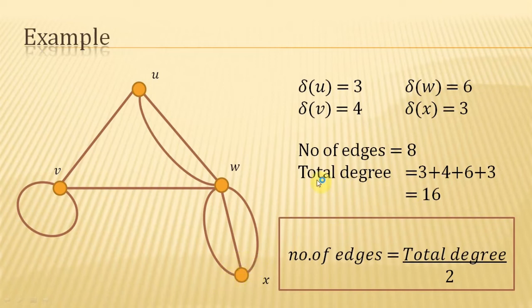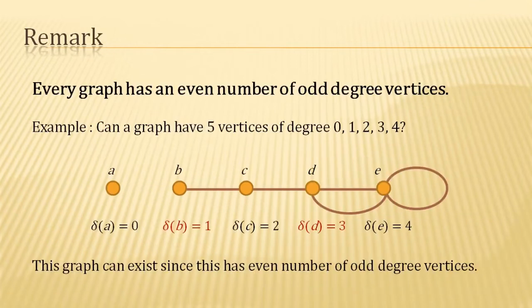So the total degree is 3 plus 4 plus 6 plus 3. It's 16. Now let's count the total number of edges. I told you earlier we take this loop as one edge. So 1, 2, 3, 4, 5, 6, 7, 8. So the total number of edges in this graph is 8. That is, the number of edges is equal to half of the total degree. Right, this remark is very important to know whether the given figure is a graph or not. It says every graph has an even number of odd degree vertices.